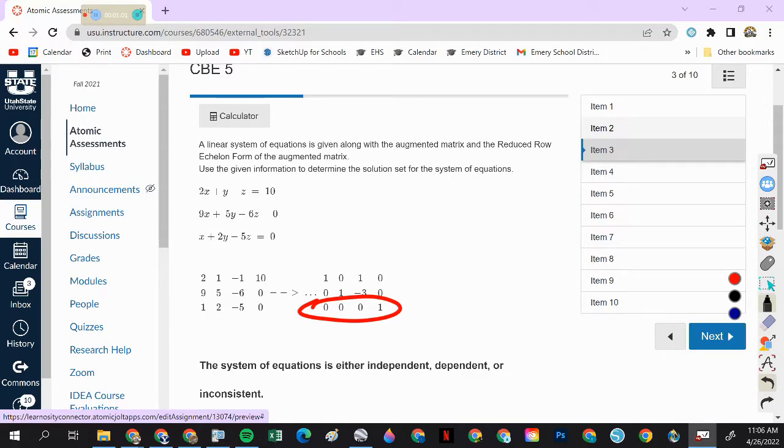So there's no solution. It's like saying, where do the floor and the ceiling and the front wall all meet? They don't. So that would be no solution. Okay. But what if the bottom row was all zeros? That means you have an infinite number of solutions.